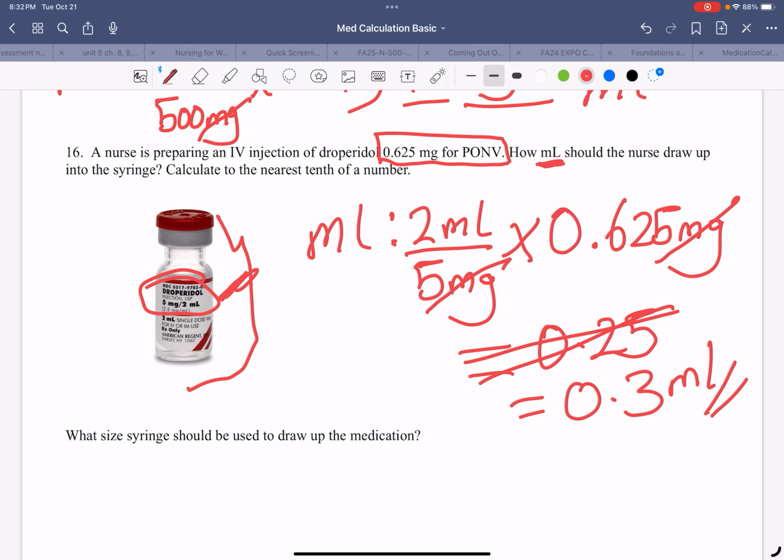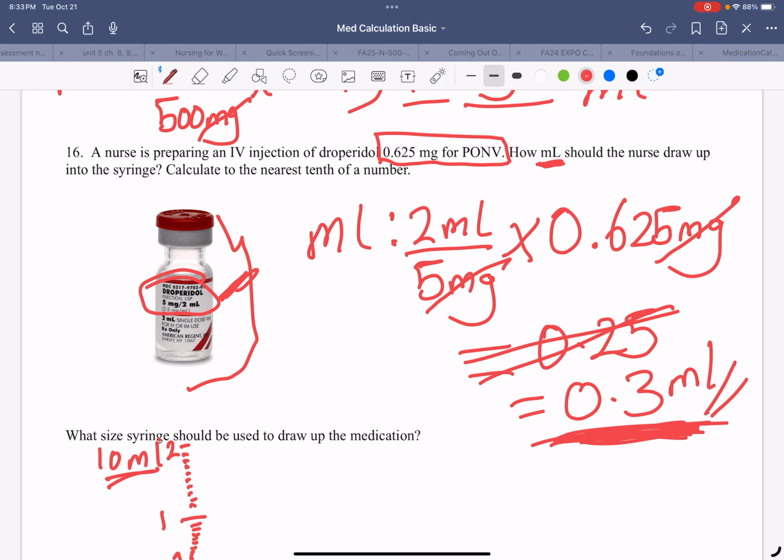All right. So then the last question: what size syringe should you use to draw up this medication? As you can see, this is a very, very small dosage right here. So that means we want a very, very small syringe. For example, we don't want a 10 mL syringe. You would have 1, 2, 3, 4, 5, 6, 7, 8, 9, 10, and so on. That would be very, very difficult for you to get an accurate draw up of this small medication.